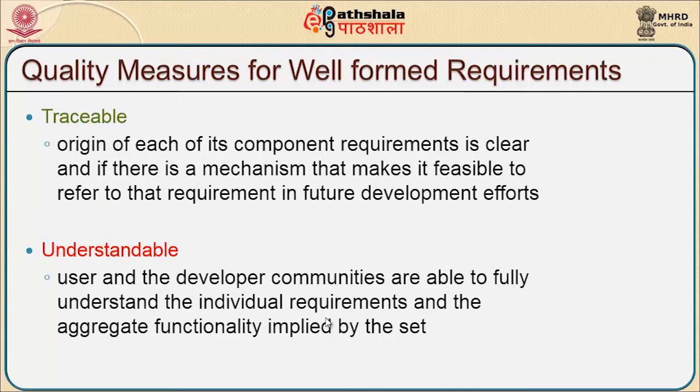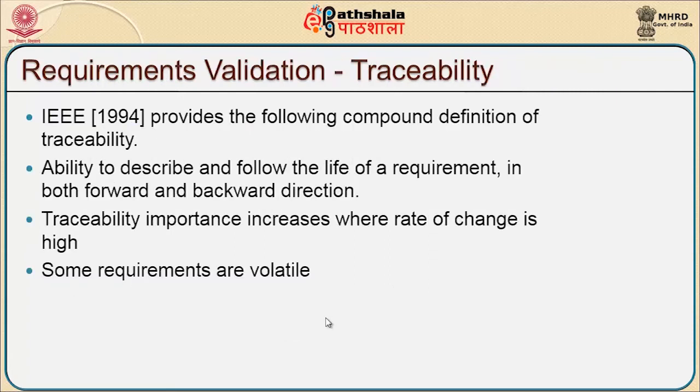Not only that, to accomplish the quality standards to be maintained during software development, we have to maintain the traceability constraints. The origin of each component requirement needs to be very clear, and there should be a mechanism that makes it feasible to refer to that specific requirement in future development efforts. Sometimes these also need to be understandable. The user and developer communities should be able to fully understand the individual requirements and aggregate the functionality implied by the set, so as to complete the design process.